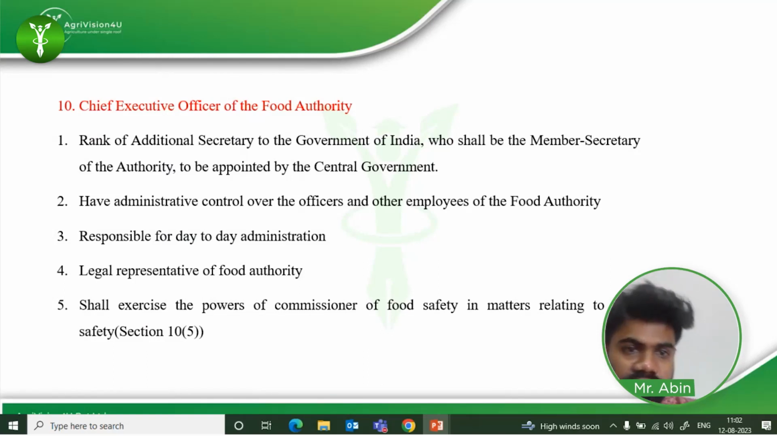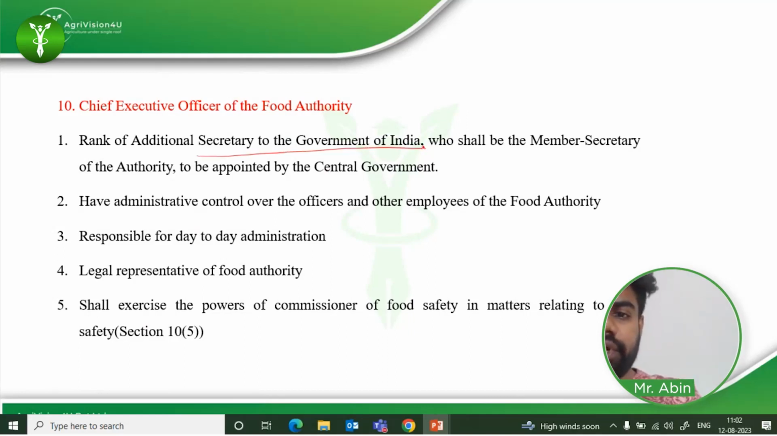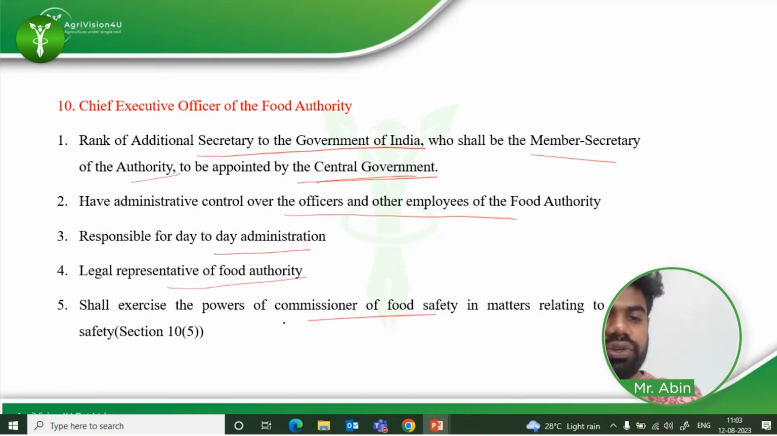Now we will be seeing section 10, very important, the CEO or Chief Executive Officer of the Food Authority. The rank of CEO will be additional secretary to the Government of India, and he will be a member secretary of the authority, to be appointed by the central government. He has administrative control over the officers and other employees, is responsible for day-to-day administration, and is the legal representative of the Food Authority. He exercises the power of the Commissioner of Food Safety in matters related to food safety, section 10(5). Whenever there is some emergency, or a state food safety officer has relinquished his power, the CEO will have the extra duty of that particular state also.